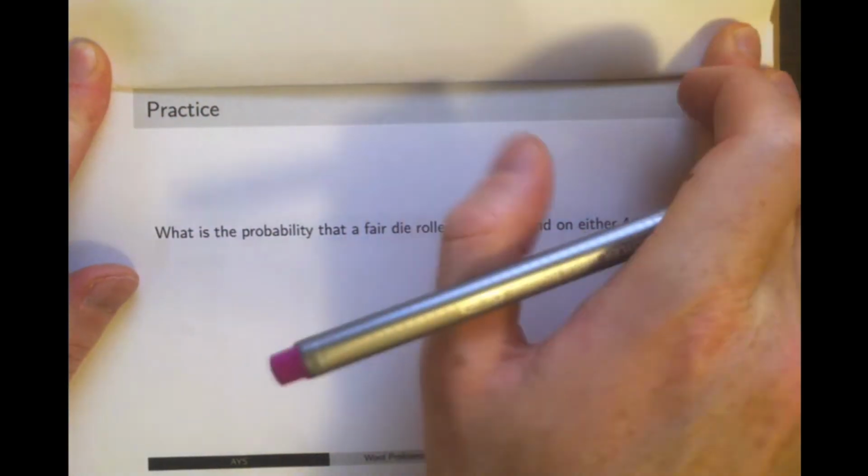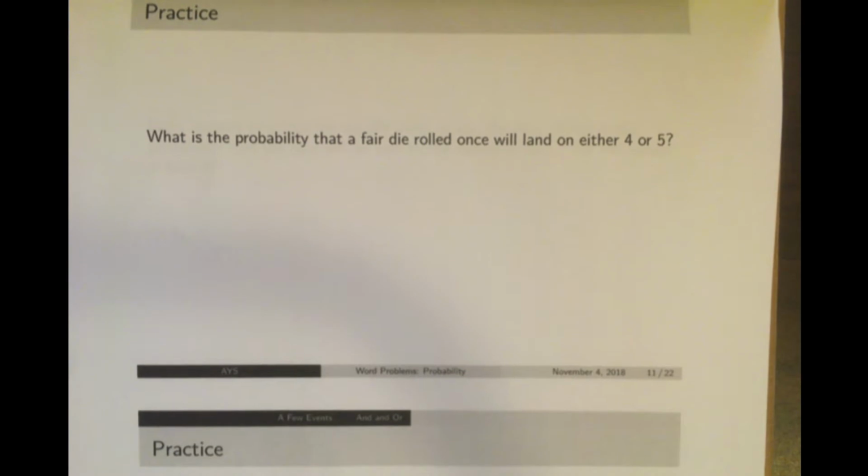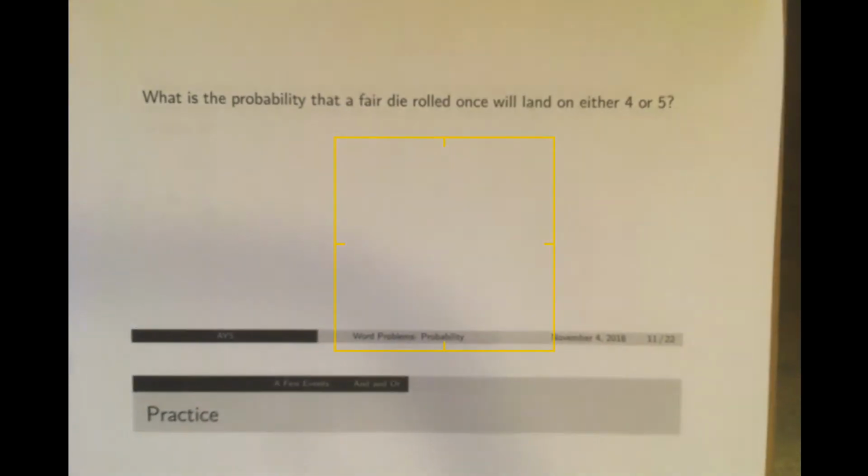And then try this one out. What is the probability that a fair dice rolled once will land on either 4 or 5?